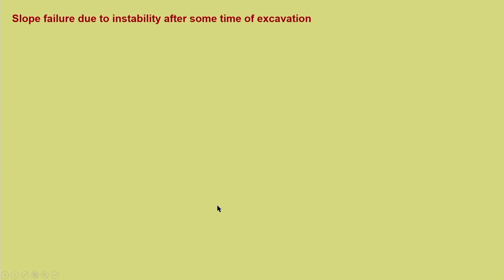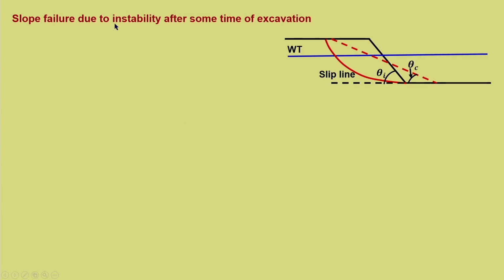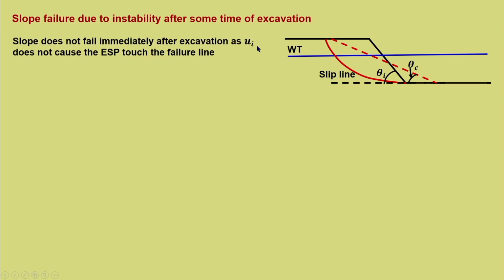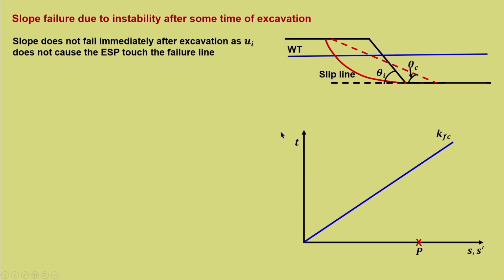of theta C. Okay. Now, if the slope fails after some time of excavation, what will happen? The slope does not fail immediately after excavation, as U_I does not cause the ESP to touch the failure line. So, this case is different, but the failure happens after some time of excavation. As the initial condition is same, the total stress path is same. For the effective stress path, you can see that the point Q dash is not touching the failure line. So, it is not failing immediately after excavation.